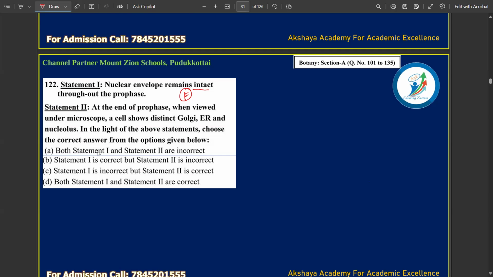At the end of prophase, when viewed under the microscope, a cell shows distinct Golgi, endoplasmic reticulum, nucleolus. In the light of the above statements, choose the incorrect. This statement is also incorrect. You don't see any Golgi or ER, and nucleolus, right? So this is also false. So both statements are incorrect, which will be option A. Both statement 1 and 2 are incorrect.